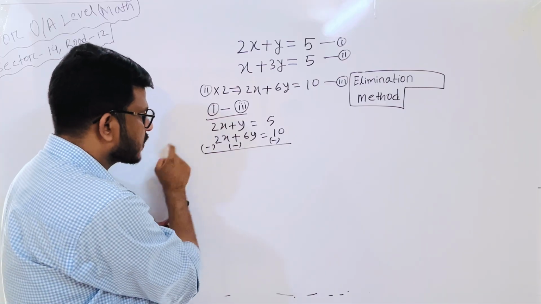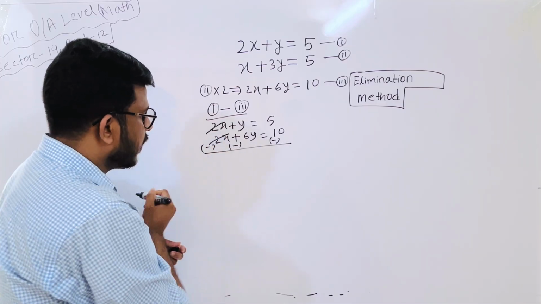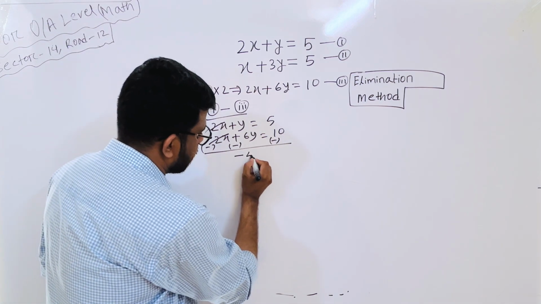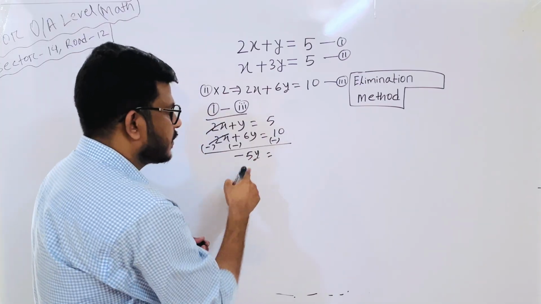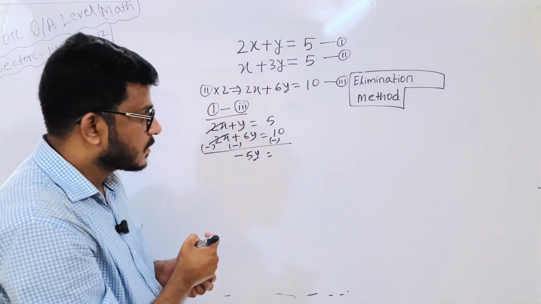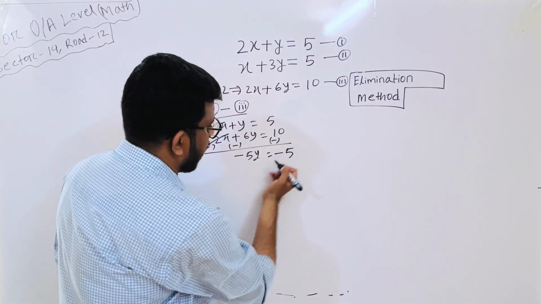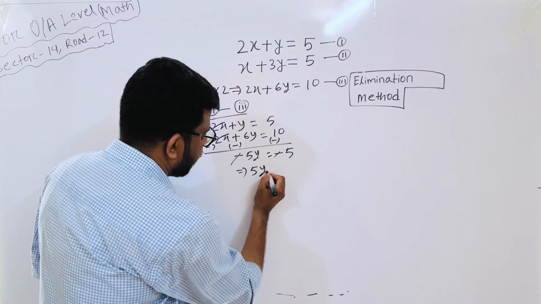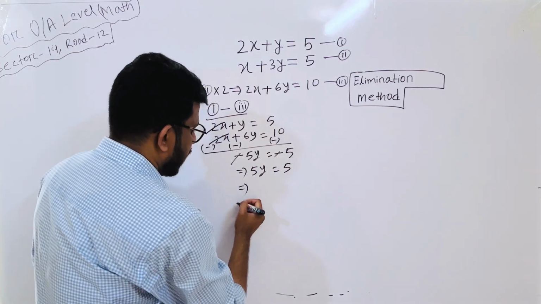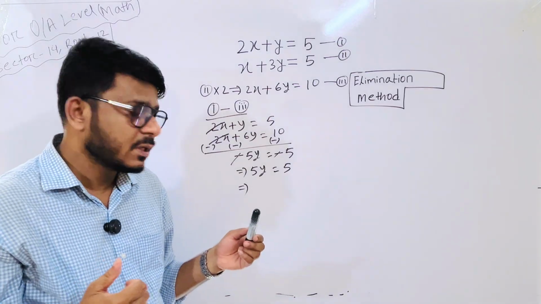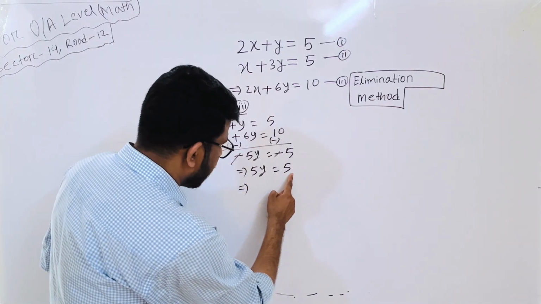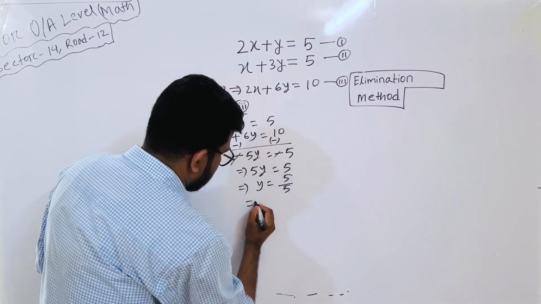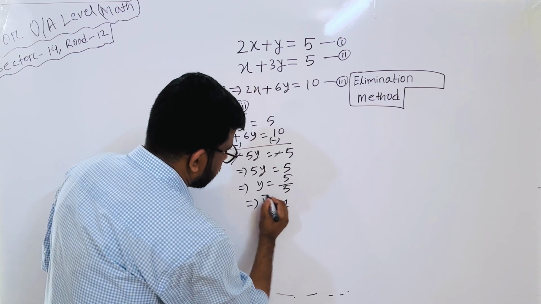So this is minus 2x and this is plus 2x, and we can cancel them. And here minus 6y and here plus y, it will be minus 5y, and here this is minus 10 and this is plus 5, it will be minus 5. This minus and this minus cancel, so 5y equals 5. Since 5 and y are multiplied together, if I want to transfer this 5 to the right side, it will be divide. So 5 by 5, it will be y equals 1.